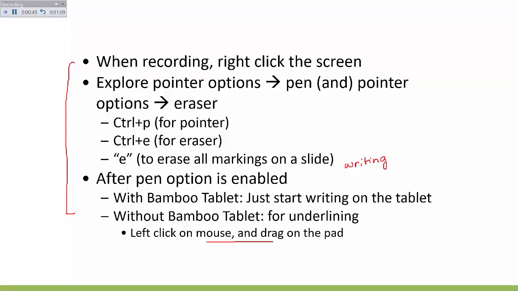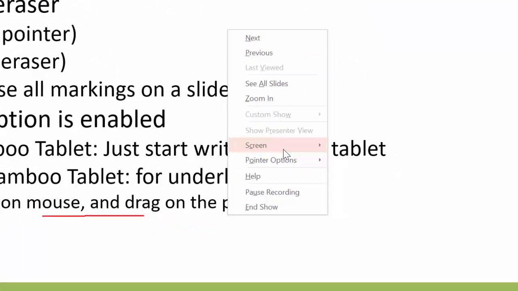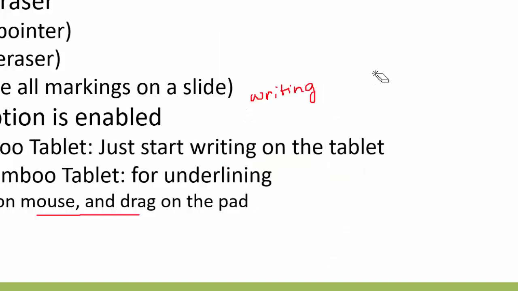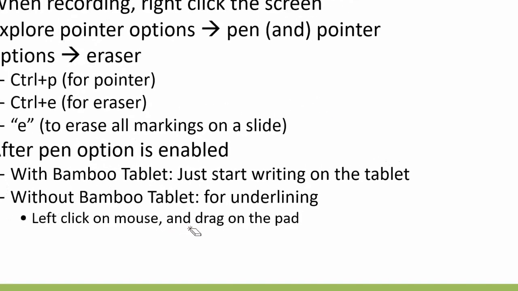Let's say I'm not happy with this writing. I want to erase it. Again, right click. You can see the pointer option. There is an eraser here. You can choose whether you want to erase all ink on the slide or just some specific thing. I'll use a specific thing. And you can see an eraser button. So I just need to take it to the writing and click on it. It will erase like this. Click on it, it will erase.